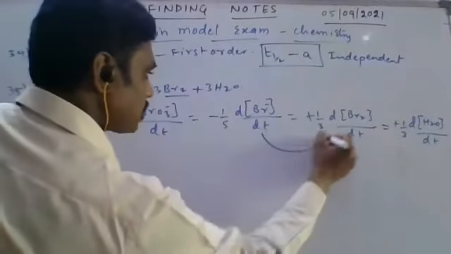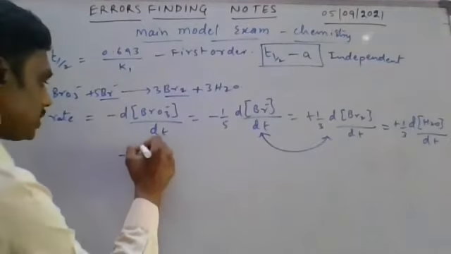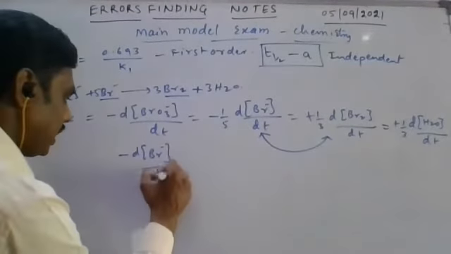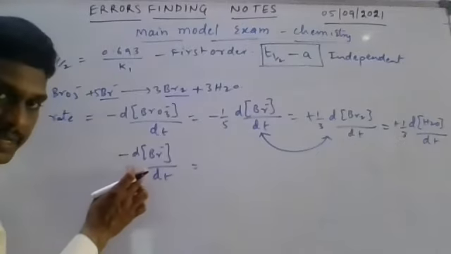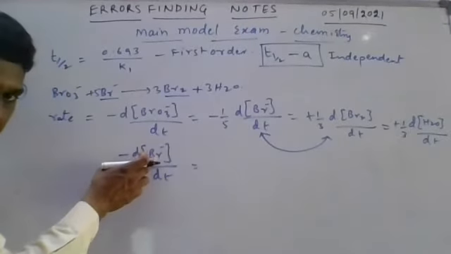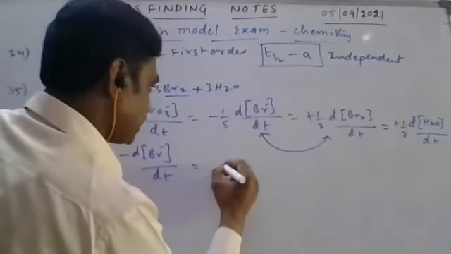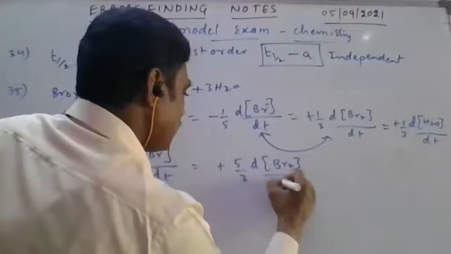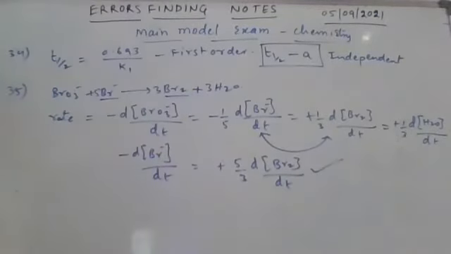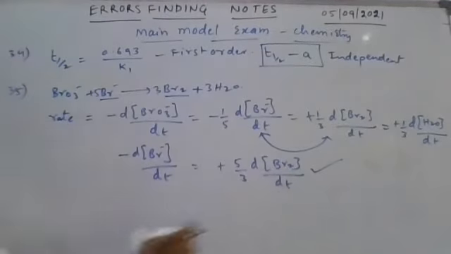Here the relation between these two: minus dBr minus by dt is equal to, this term is the rate of disappearance of Br minus. The 5 comes to the RHS, and you get plus 5 by 3 dBr2 by dt. This is the correct relation, that is the fourth option. Check it.